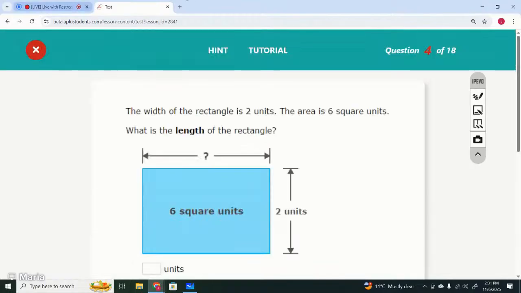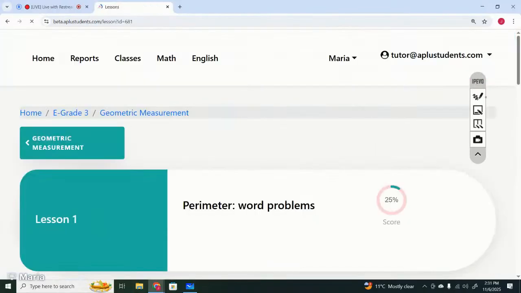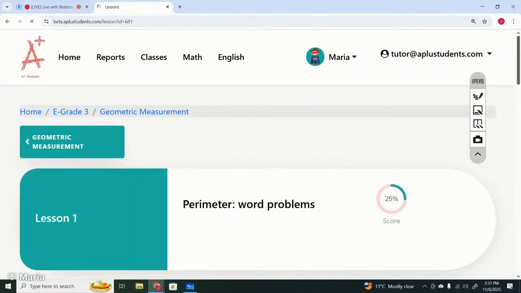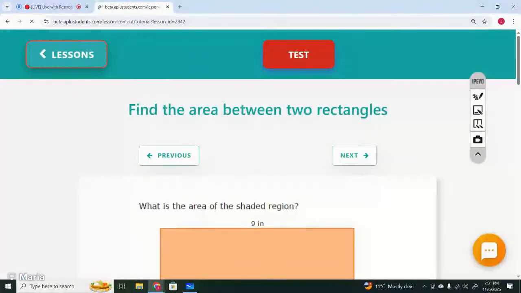Okay, you can complete all the practice questions for the lessons we just did. Let me just move on to the next lesson. The next lesson is find the area.